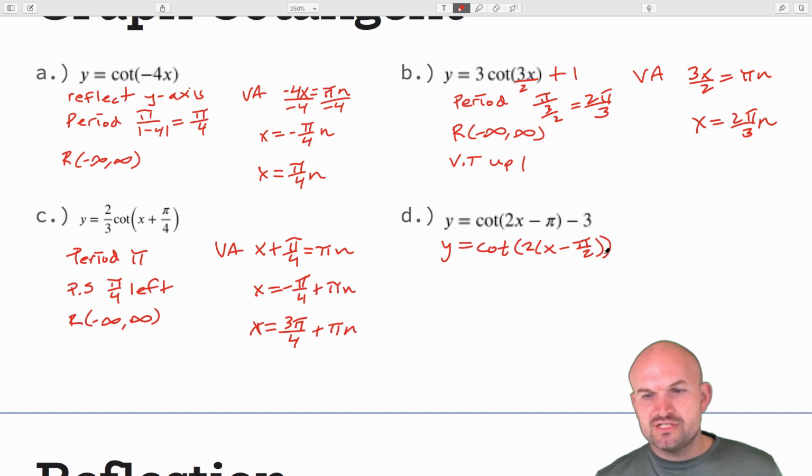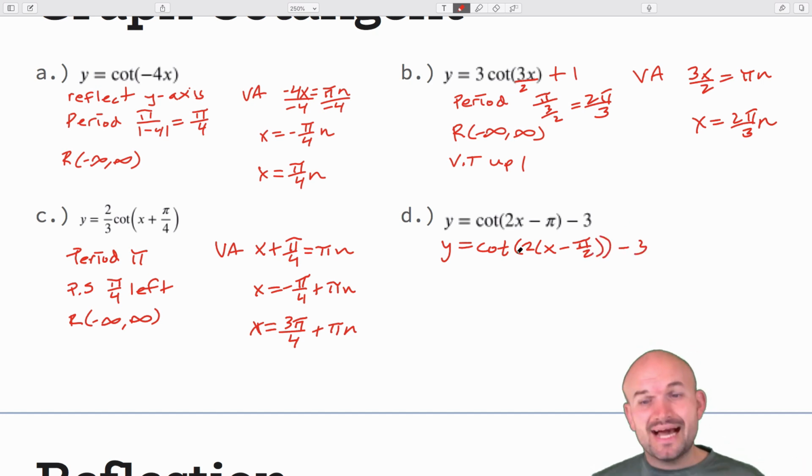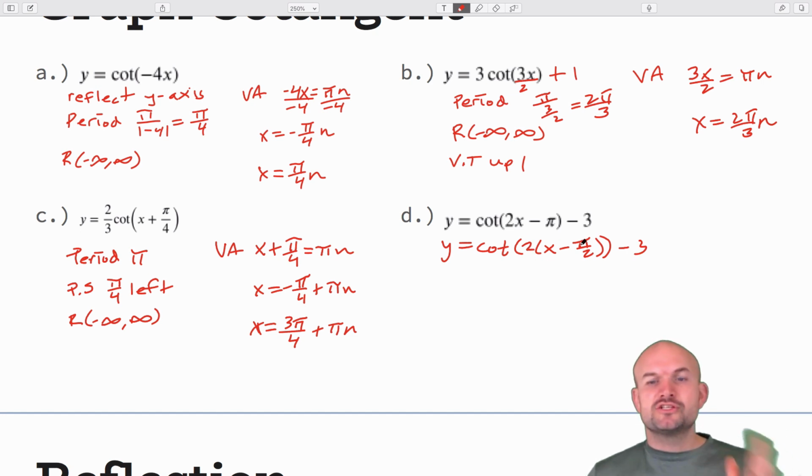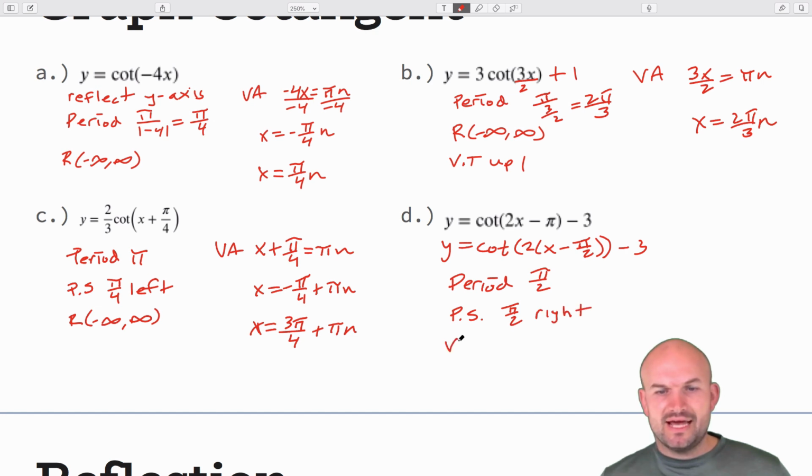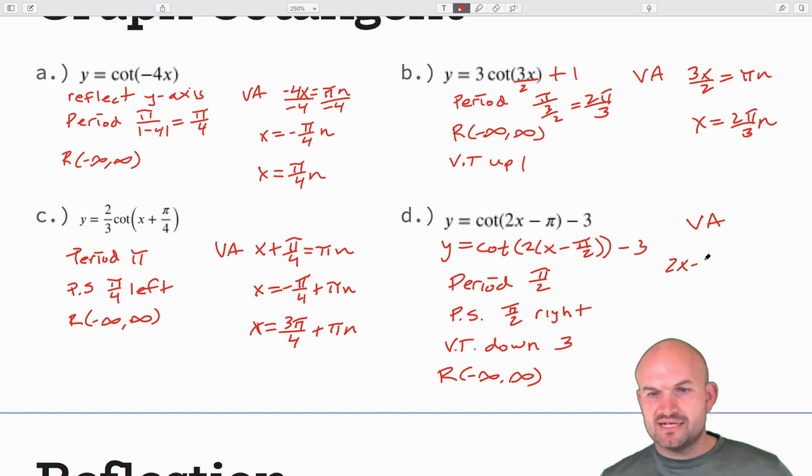And if I'm concerned or not sure if I did that right, I just multiply back. 2 times x is 2x. 2 times negative pi halves is negative pi. So now I have my period is going to be pi divided by 2. I have a phase shift, which is going to be pi halves to the right. And I have a vertical shift, which is our vertical translation, which is down 3. My range is negative infinity to infinity. And then my vertical asymptote is going to be 2x minus pi equals pi n.